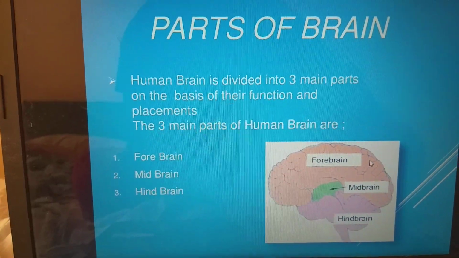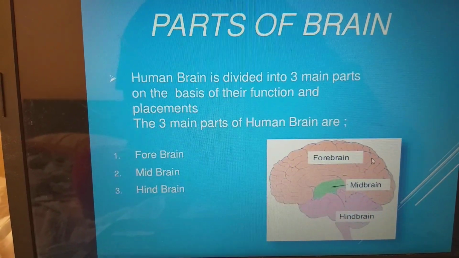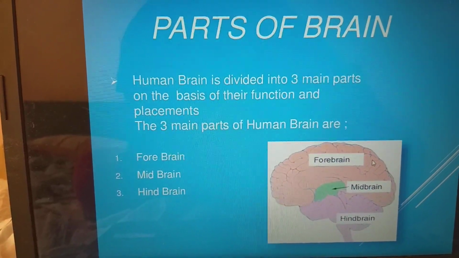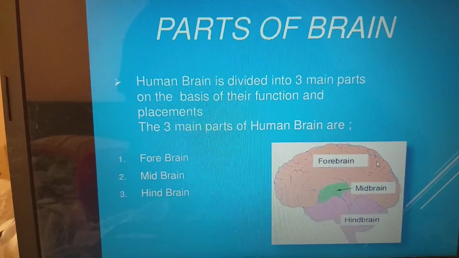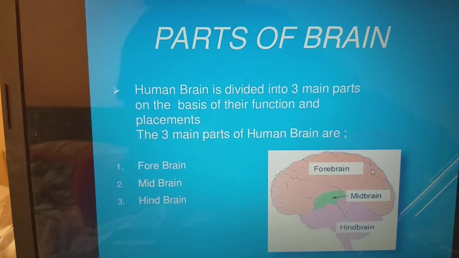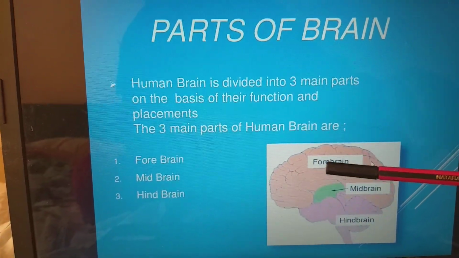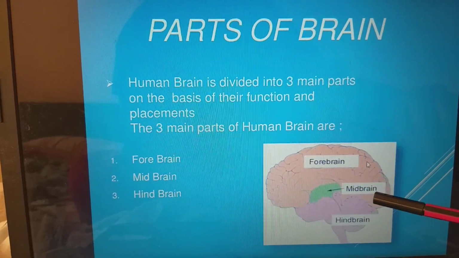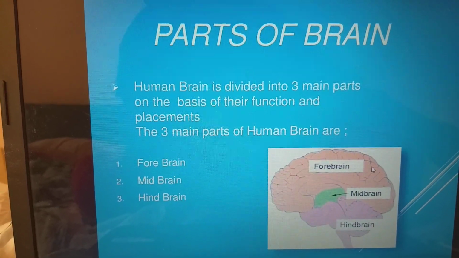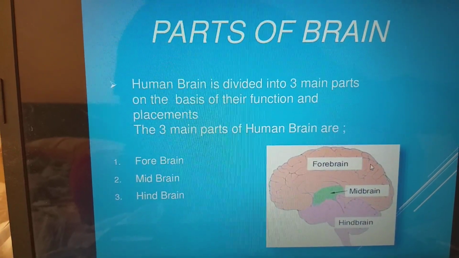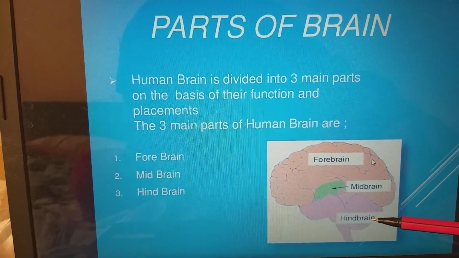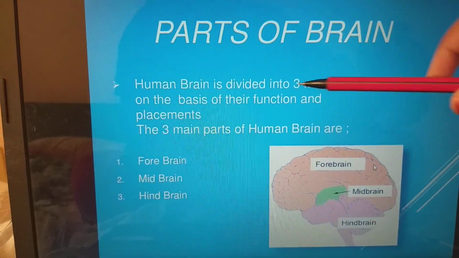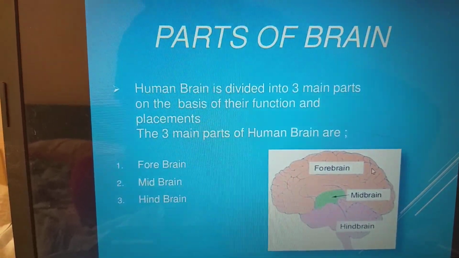Coming to the parts of the brain, the human brain is divided majorly into three main parts on the basis of their function and placement. So the three main parts of the human brain are forebrain, which is present in the front; midbrain, which is in the middle part, because of that it is named midbrain; and hindbrain. Hind means behind, so it is present behind the brain. So forebrain, midbrain and hindbrain, based on their function and placement.